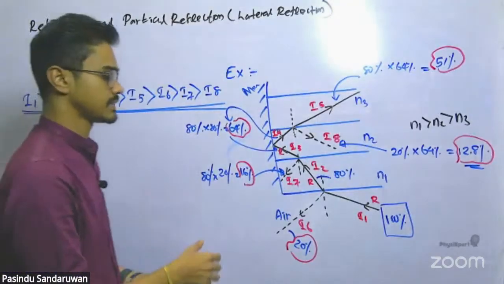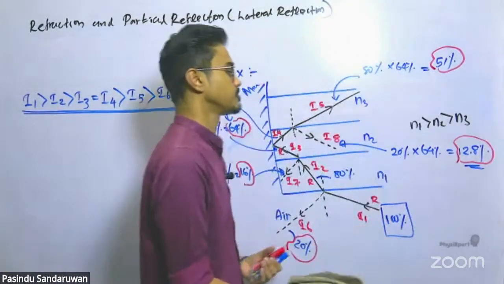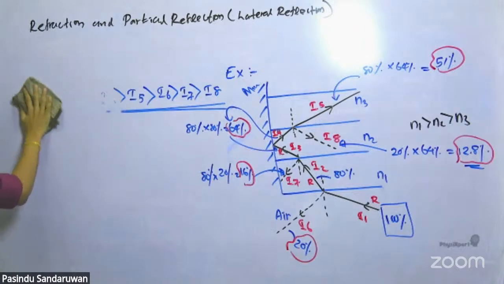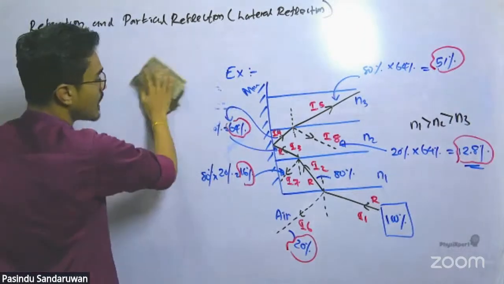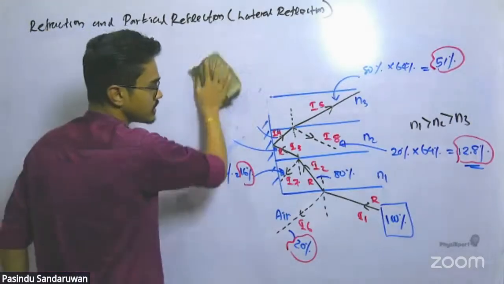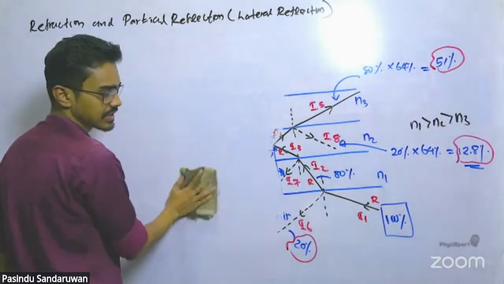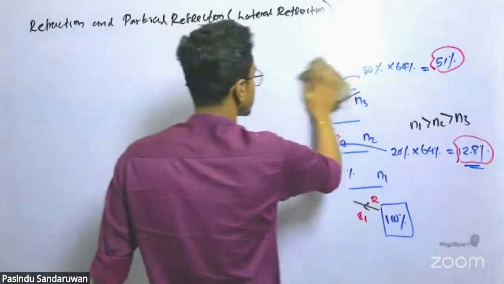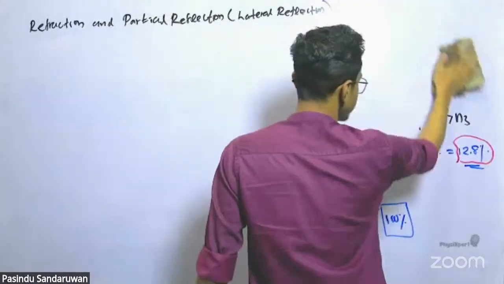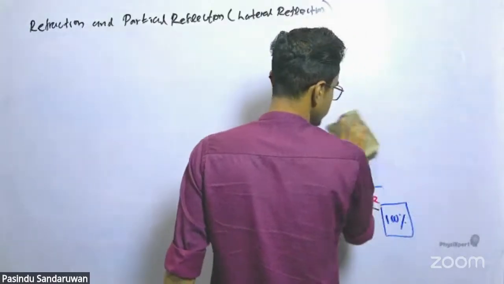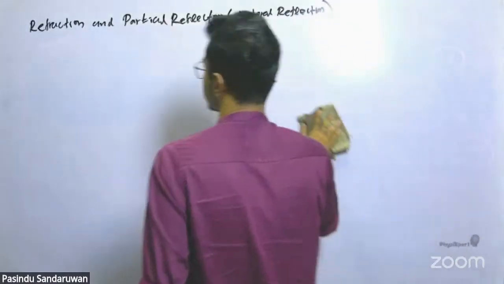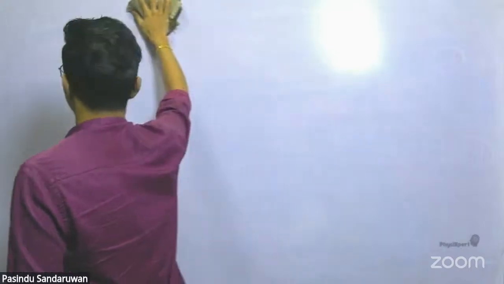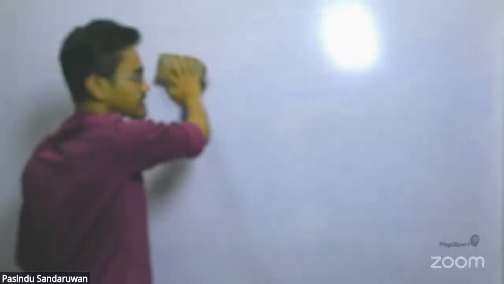Okay, let's move on. As the next heading, write down: refraction, critical angle, and total internal reflection.